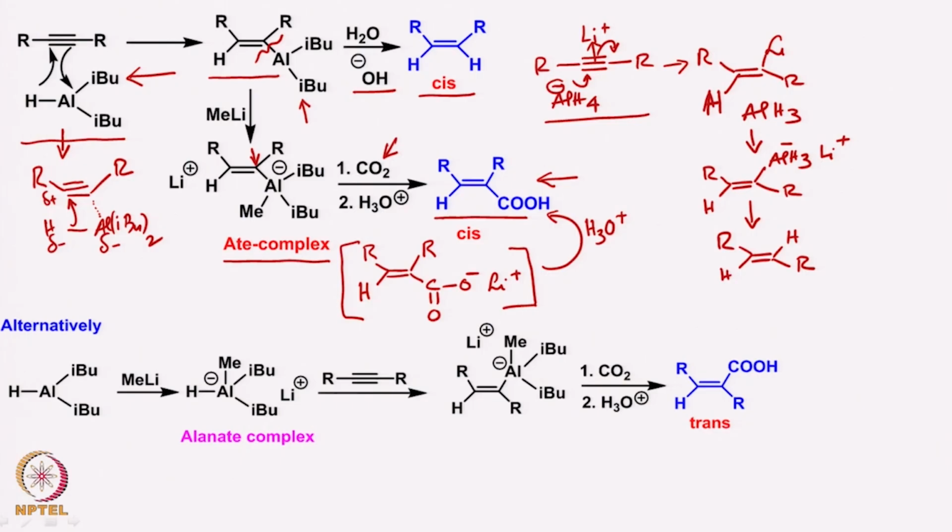On the other hand, if one wants to prepare a trans alpha beta unsaturated acid, then we start with the dibal, which is trivalent and electrophilic in nature. First we add methyl lithium to it and make an alanate complex. Instead of a trivalent species, we have a tetravalent aluminum species which is now nucleophilic in nature.